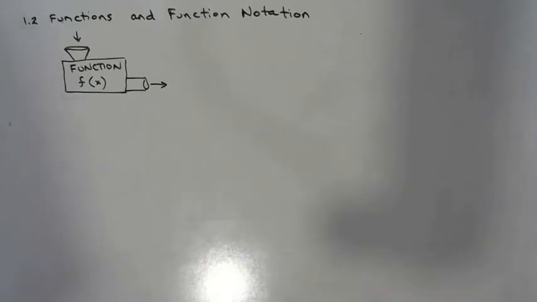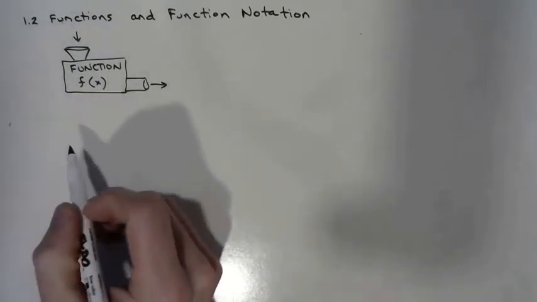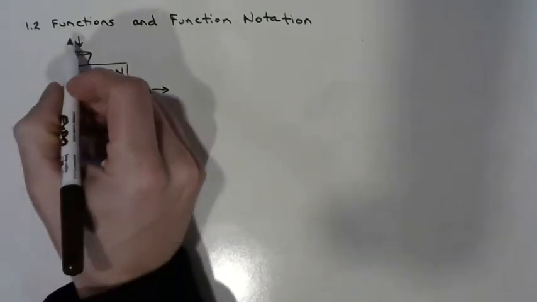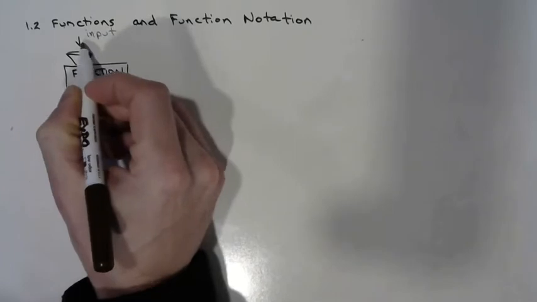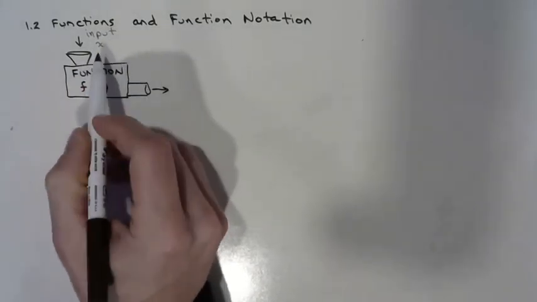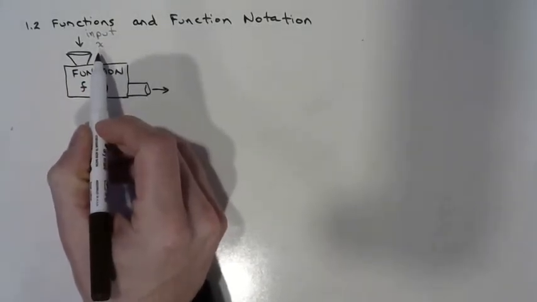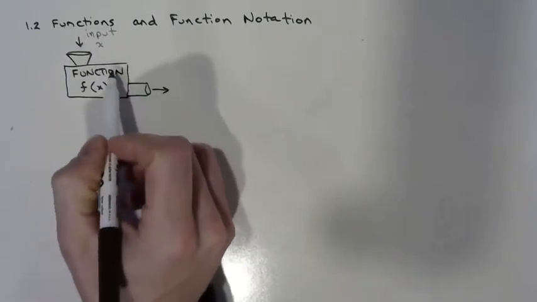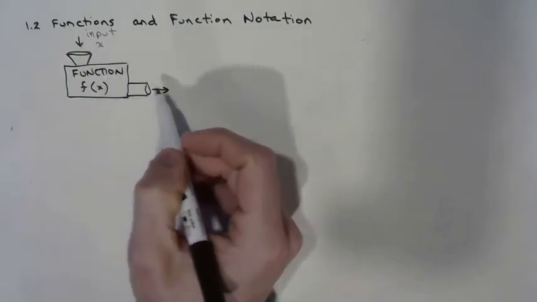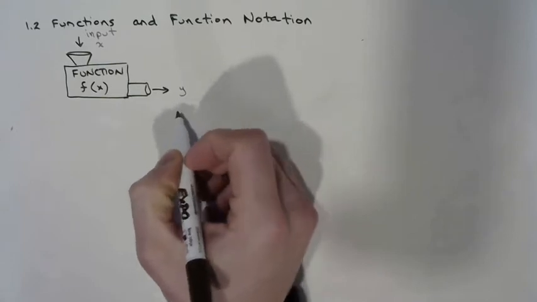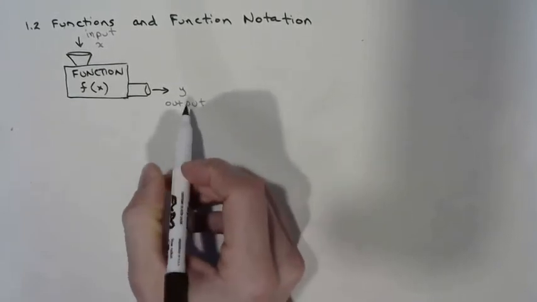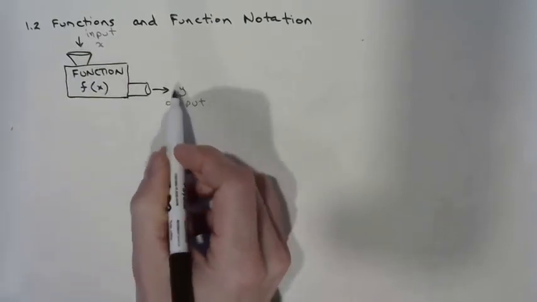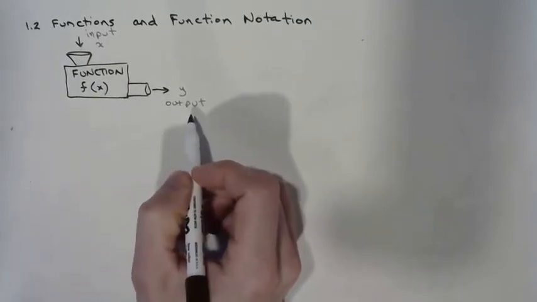Lesson 1.2, functions and function notation. So we're familiar already with the function machine here. We know that we have our input values that go in. They're represented by x, which is all the values in the domain. And then some kind of mathematical operation happens to them, and out pops a y value, or our output. And all of the y values that come out constitute the range, okay?